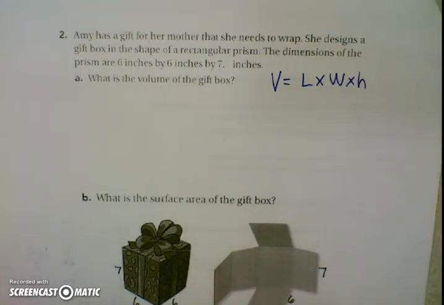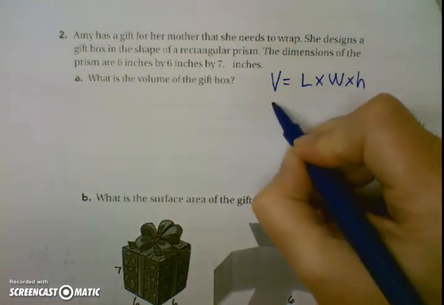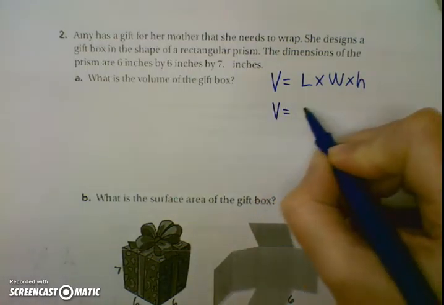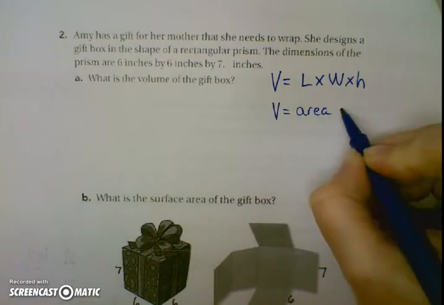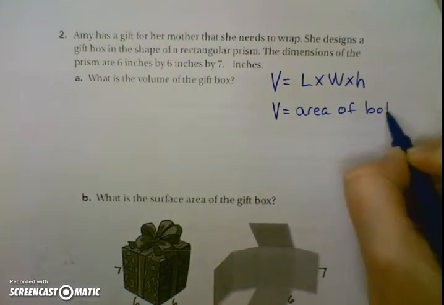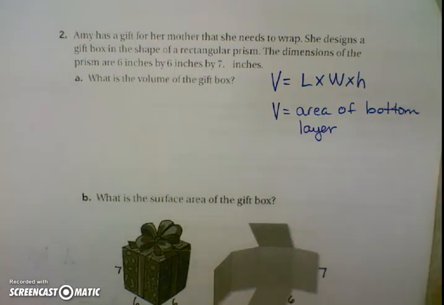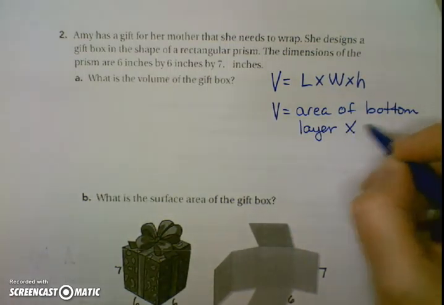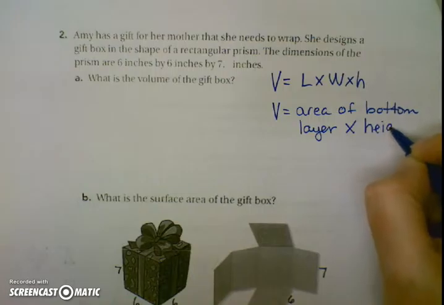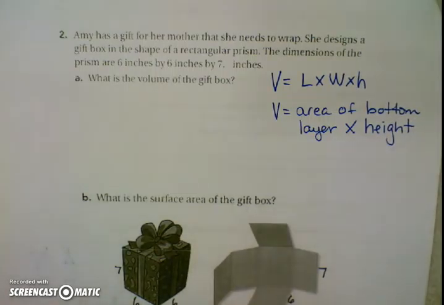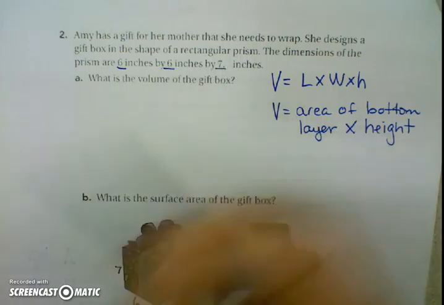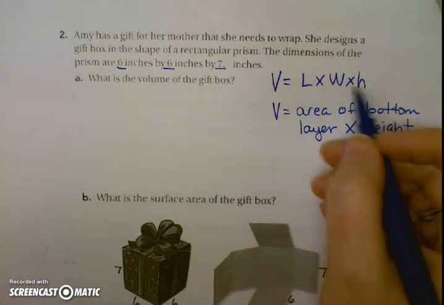times height. Or you could have found the area of the bottom layer, and then multiplied that by the height. Since there's no picture here for me to get a good visual of the bottom layer, I'm just going to do 6 times 6 times 7. Length times width times height.